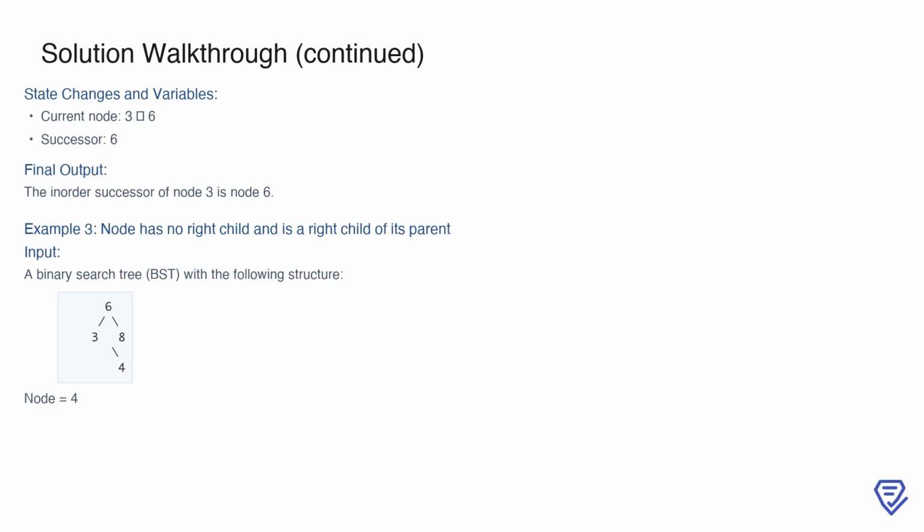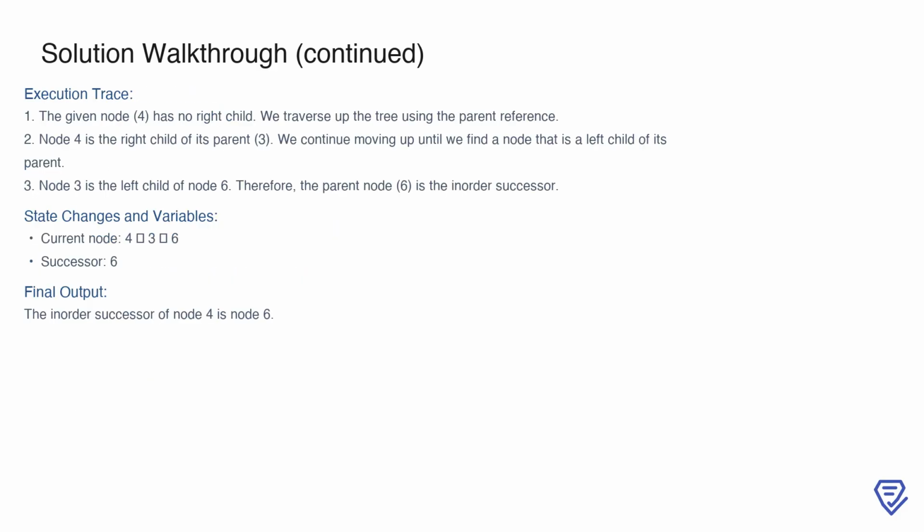Now, let's explore another scenario where the given node has no right child but is the right child of its parent. In this case, the input tree has the root node 6 with children 3 and 8, and node 3 has a right child, 4. The target node is 4. Since node 4 has no right child, we again traverse up the tree using the parent references. When moving up, we note that node 4 is the right child of its parent, node 3.